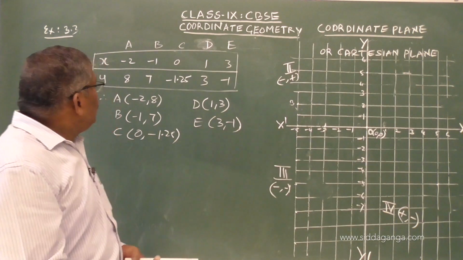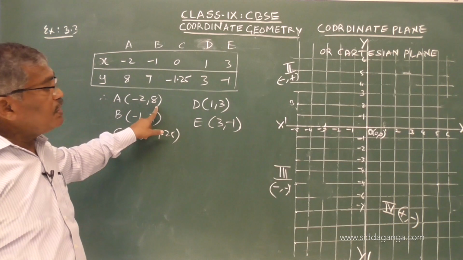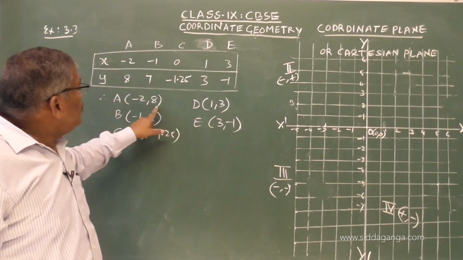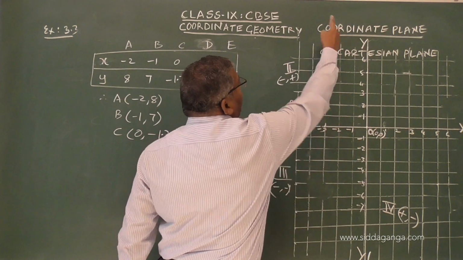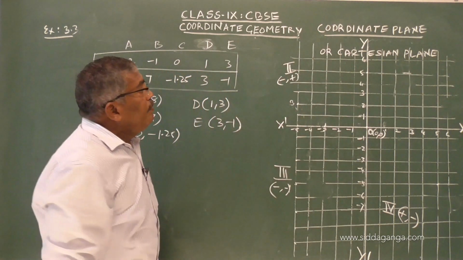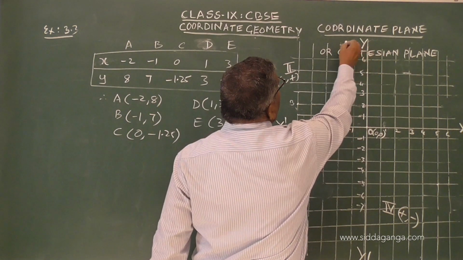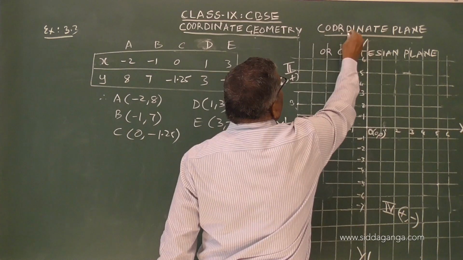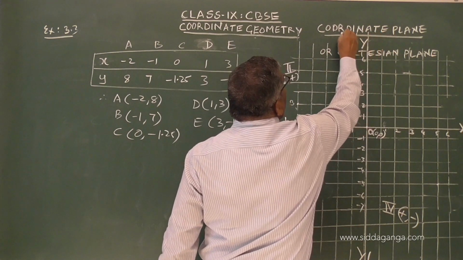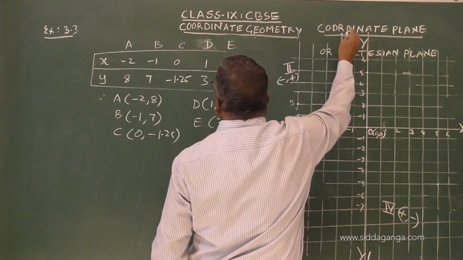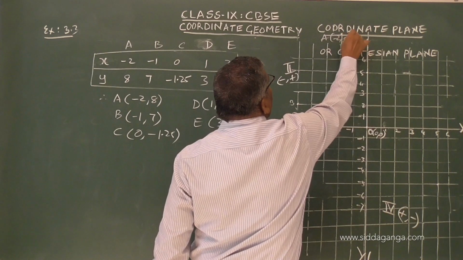Now you know that for (-2, 8), x is negative and y is positive, so it is in the second quadrant. Here I have marked up to 6. This is 7 and this will be 8. So somewhere here it will come. This is (-2, 8). This is our point A.